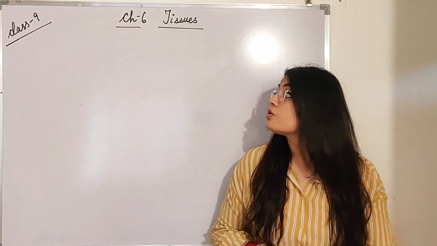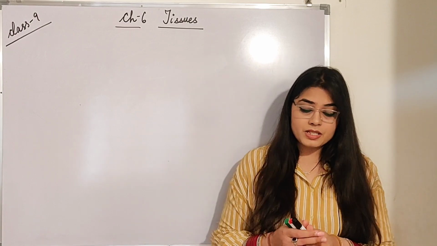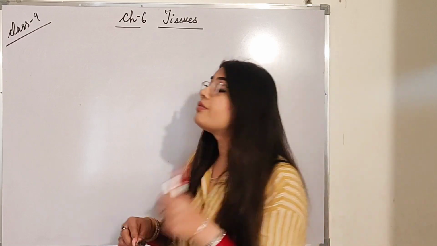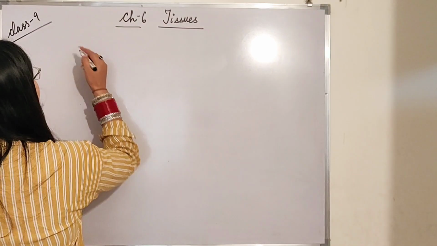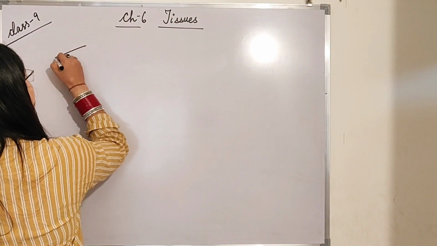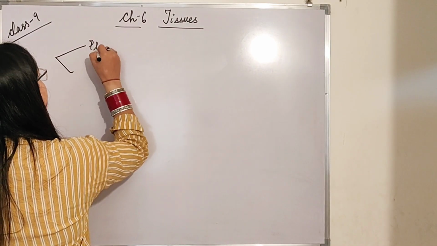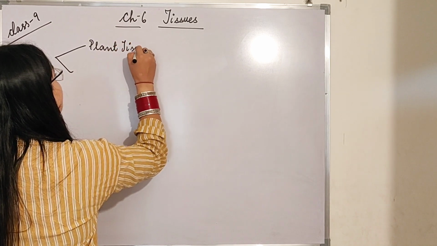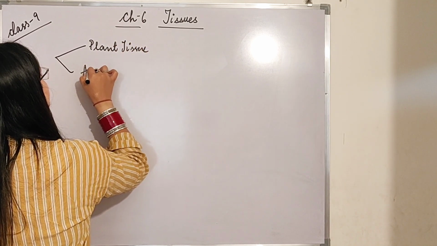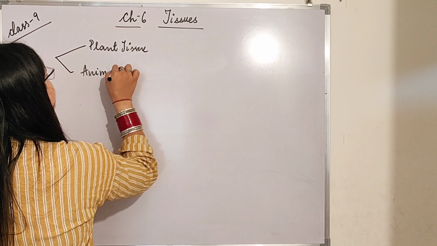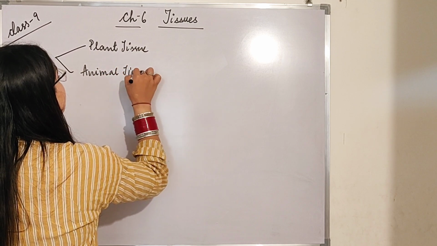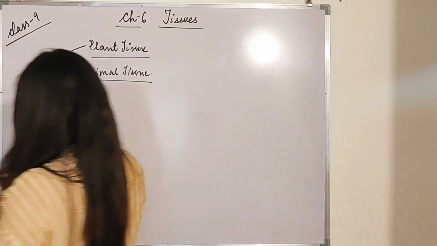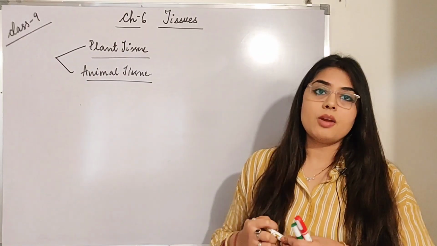Now we'll move on to part 2. Here I will be telling you the different types of tissues. The different types of tissues are of two types. First is the plant tissue, and the second one is the animal tissue. These two tissues we'll be studying in detail in this chapter.